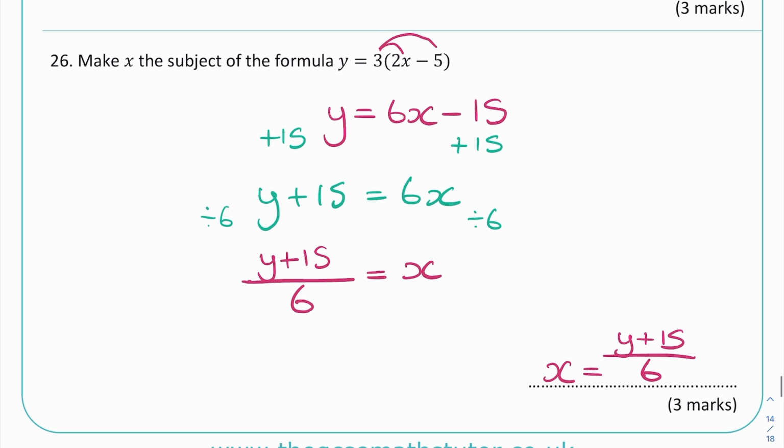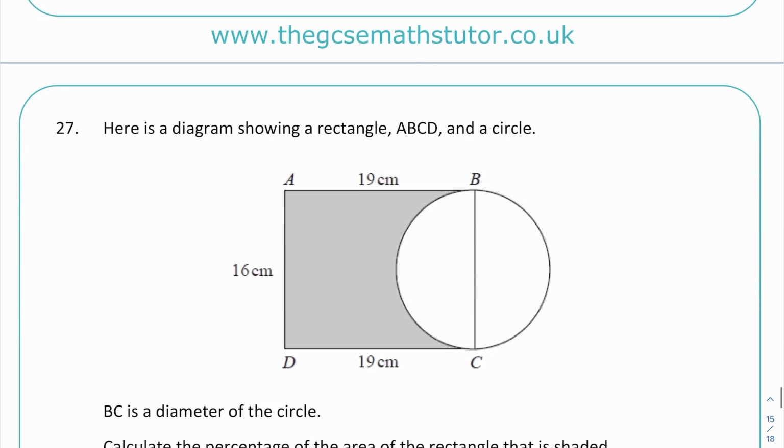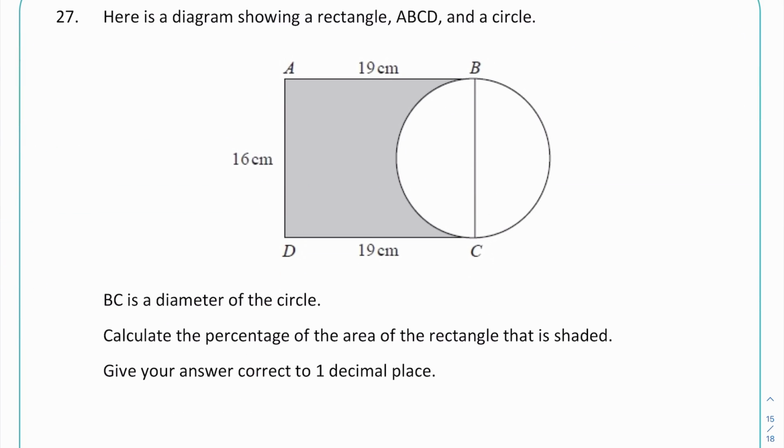And there we go, that's changing the subject. For question 27, we have some shaded regions and we have a circle. It says here the diagram shows a rectangle, ABCD, and a circle. BC is the diameter of the circle. Calculate the percentage of the area of the rectangle that is shaded and give your answer correct to 1 decimal place.